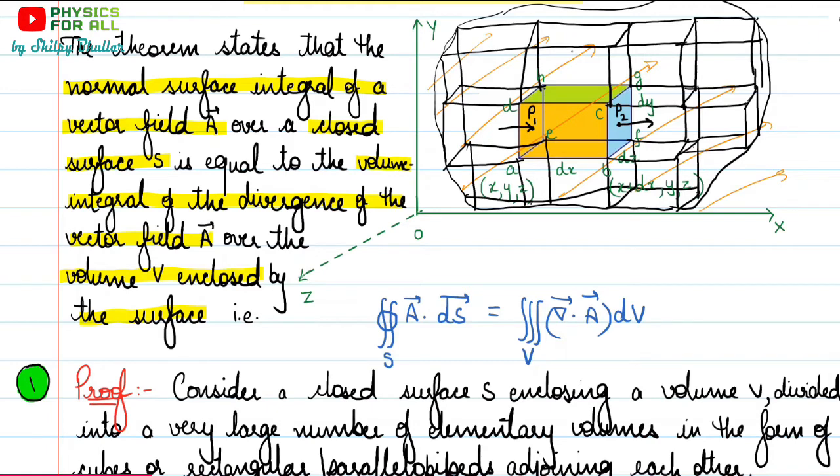So that volume V is further being divided into a large number of small volumes. So you can see this number 1, number 2, 3, 4, then 5, 6, 7, 8, 9, 10, 11, and like this. We can draw as many small volumes as possible. So the electric field is spread over the region.